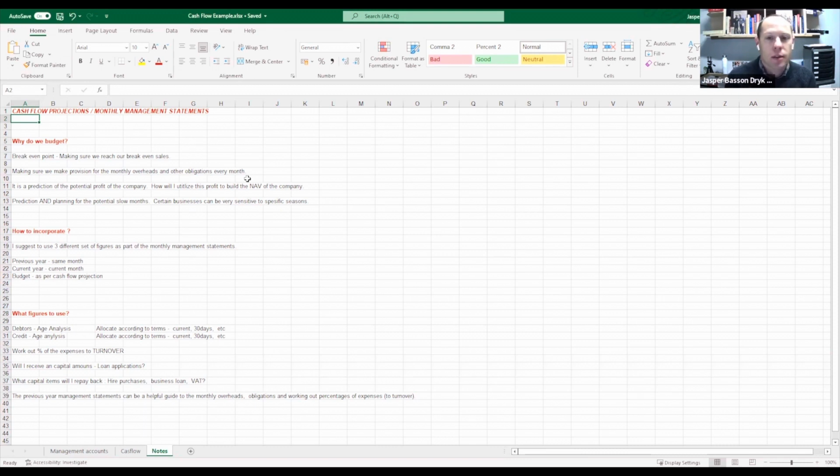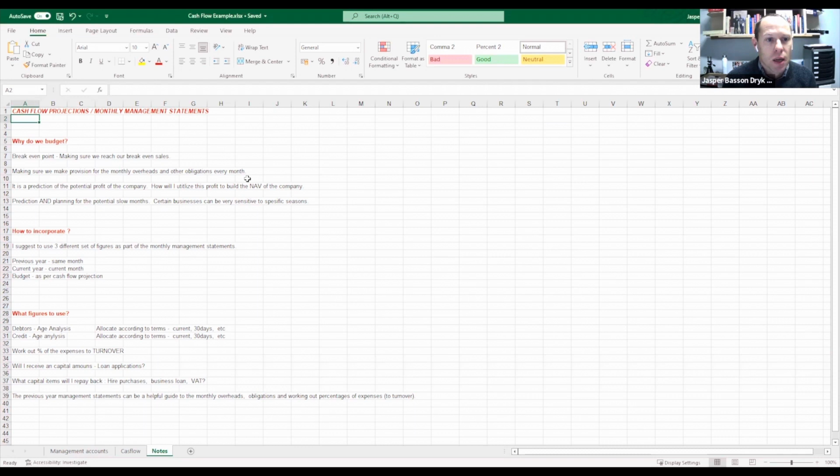I think that's ultimately the logical reason why we do a budget. It's also a prediction of the potential profit of the company, and how I use that profit to build the net asset value of the company. What will I do with that profit after I've made it, and how will I invest it? That could be part of our budget, as well as predictions and planning for the potential slow months.